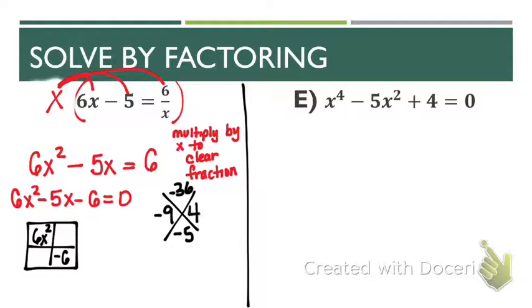So I heard -9 and 4. So -9x and 4x. So now we take out our GCF. And if you put these in different boxes, so if you flip these, that's still okay. You could put the -9 in the bottom left, and that's okay. Okay, so in the first row, my GCF is a 3x. In the first column, it's a 2x. And I can check that that's right because 3x times 2x is 6x squared. Yes.